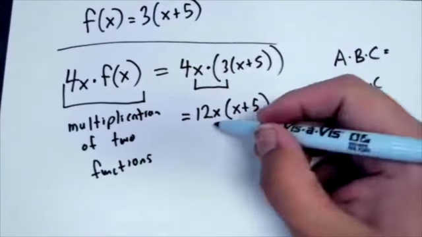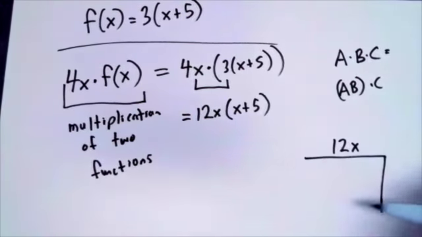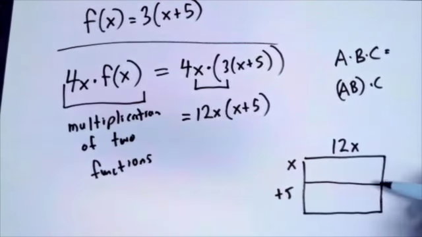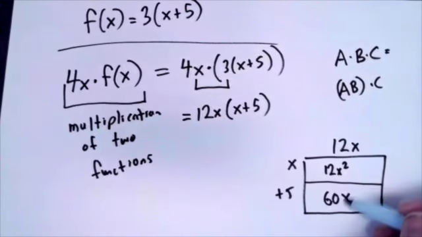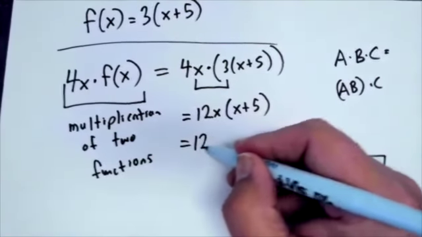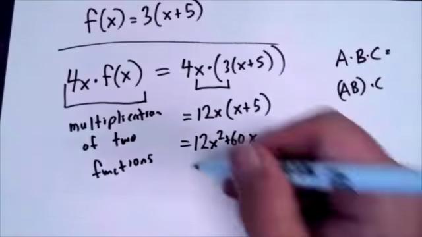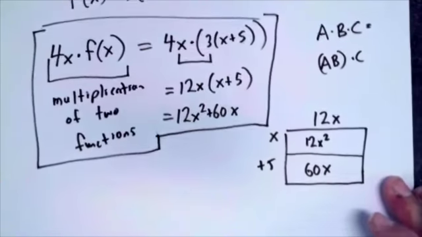And then if I want to, I can think about, okay, I have a rectangle which is 12x long, and it's x plus 5 wide. If I can break that up into 2 places, this is 12 times x squared. This is 60x. So I have 12x squared plus 60x. And then I've simplified it pretty cleanly. Any of these are equivalent expressions. So I'm going over the different ways we could try to simplify it.